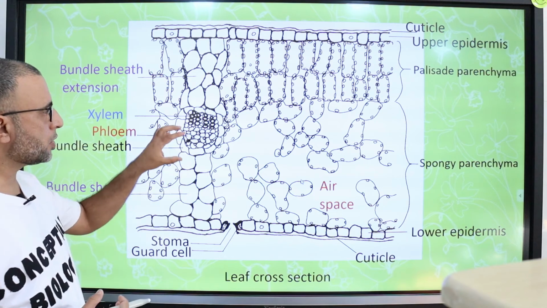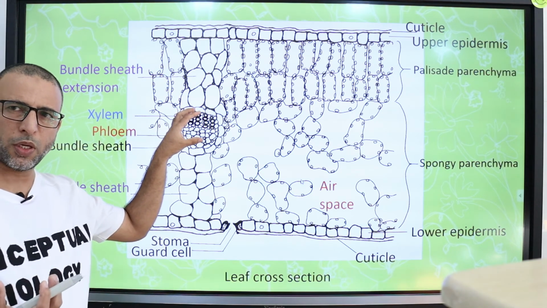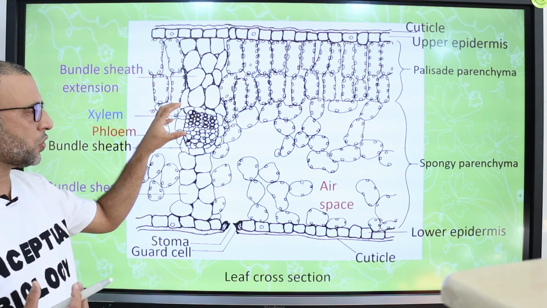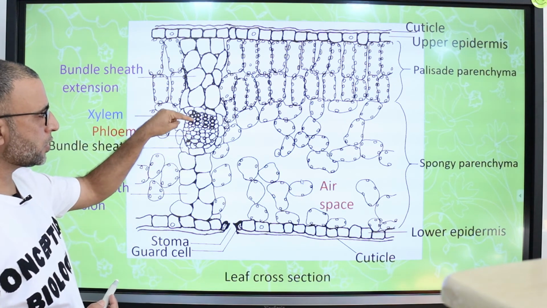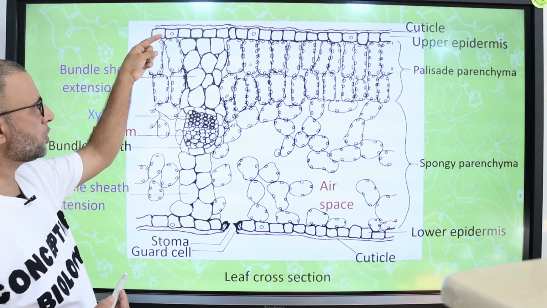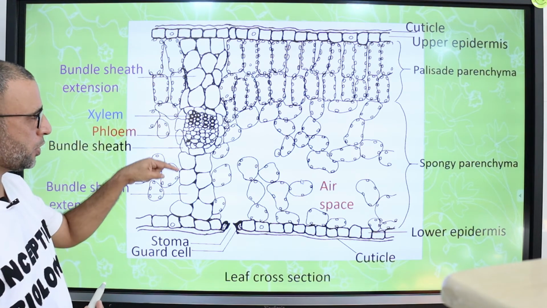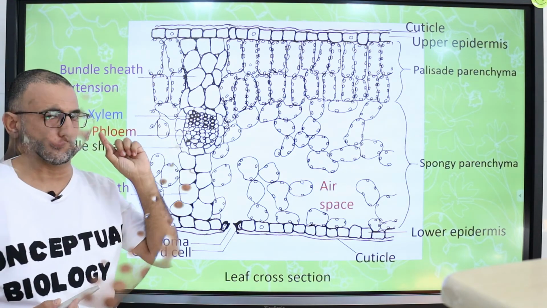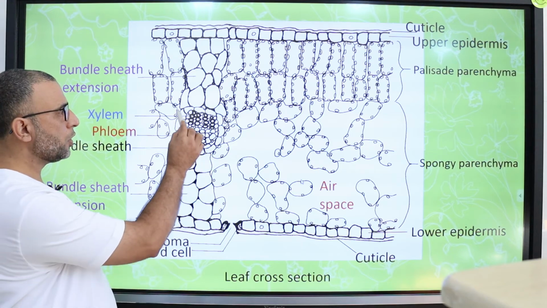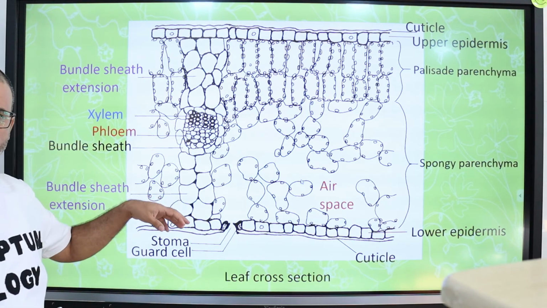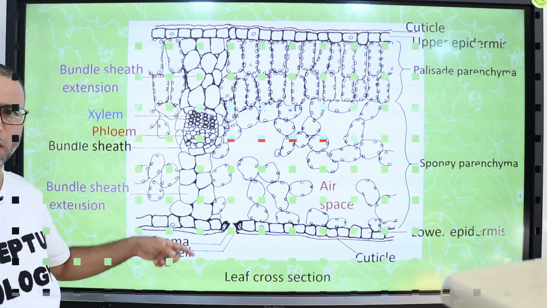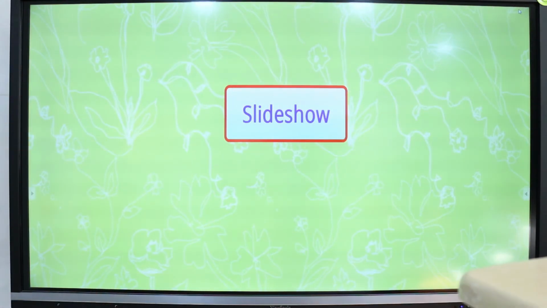Vascular bundles are present in the veins and midrib of the leaf, and they are conjoined, collateral and closed. Vascular bundles include the xylem and phloem, and xylem is present towards the upper epidermis and phloem is present towards the lower epidermis. Vascular bundles are surrounded by bundle sheath, and bundle sheath extensions extend to both epidermal layers. Let's watch this slideshow to identify the anatomy of dicot leaf.